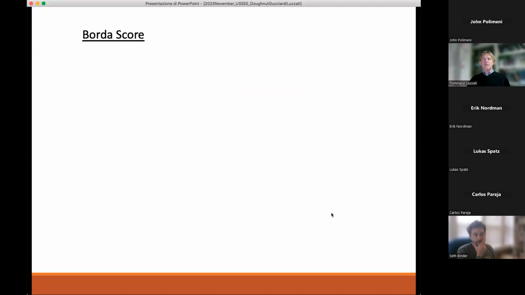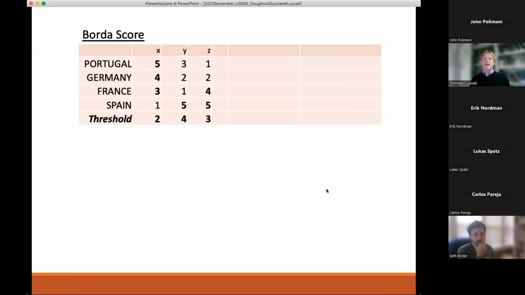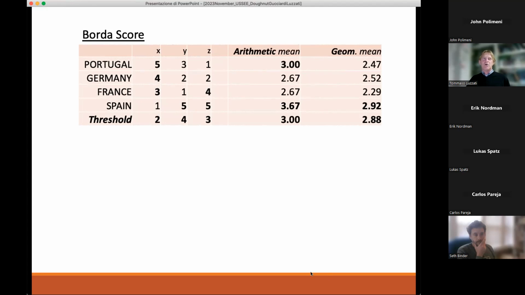So, for instance, if we take the previous example, we can calculate the border score for all the indicators that we had previously, and then we can see that the thresholds are 2, 4, and 3. So we will get the border scores, and then we can have the arithmetic mean and the geometric mean, and we calculate the arithmetic mean of the thresholds and the geometric mean of the thresholds. And so in bold are those countries who are above the thresholds.